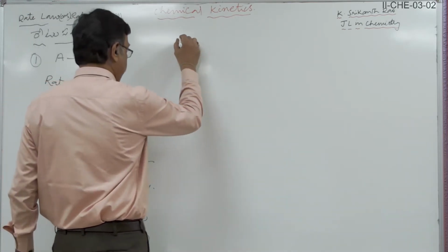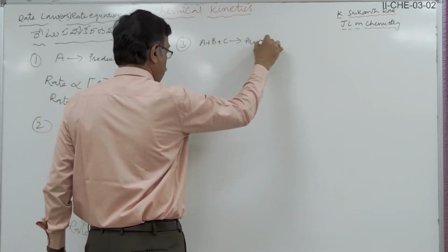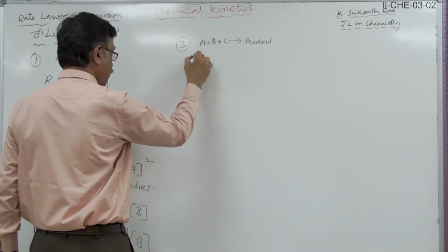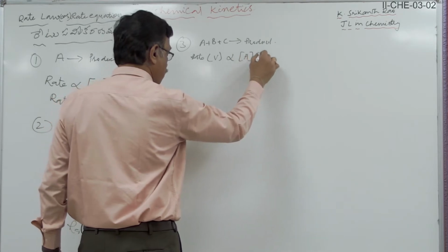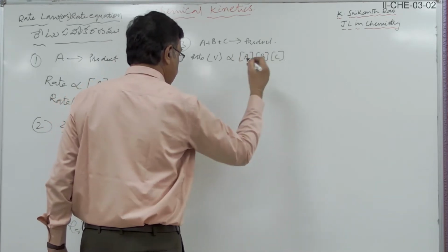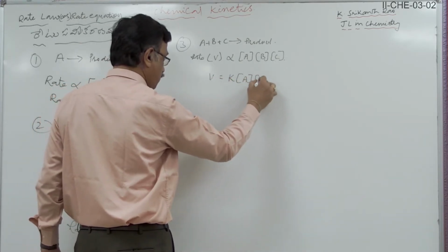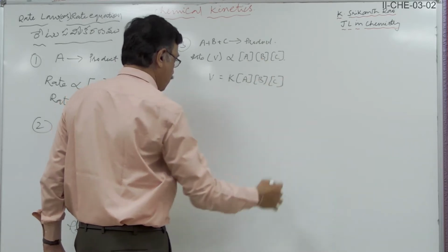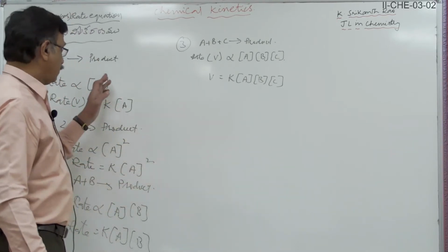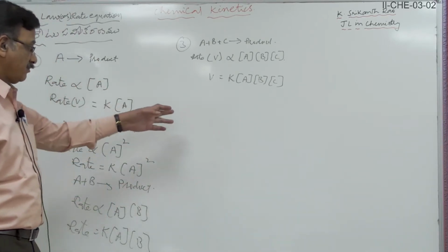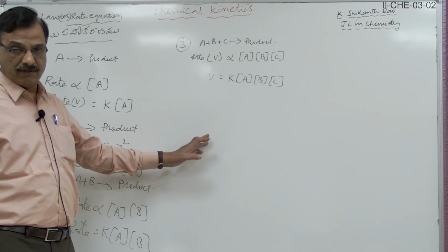అలాగే A plus B plus C giving products. The rate of the reaction V is proportional to concentration of A, concentration of B, and concentration of C. So V equal to K into [A][B][C]. This is also a rate equation. సో ఈ విధంగా మనం రేట్ సమీకరణాన్ని డిఫరెంట్గా రాయవచ్చు. For different equations we can write the rate equation differently.